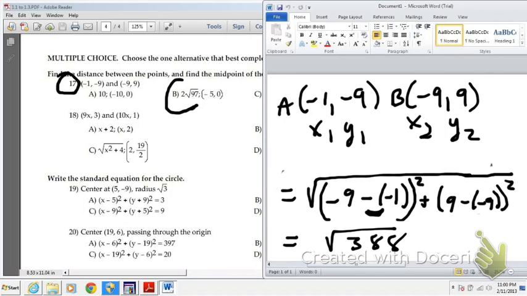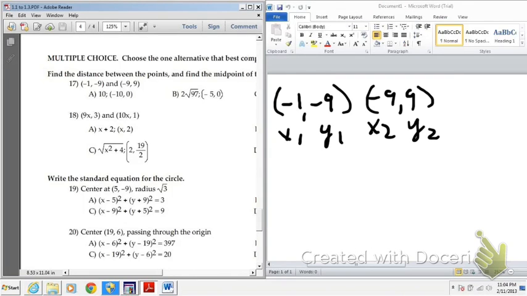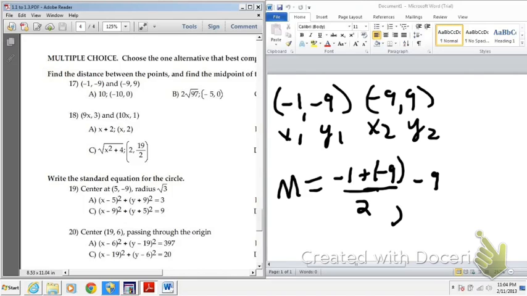But the thing is, this answer over here is the calculation for the midpoint, and we haven't verified that that indeed is the midpoint yet. So let's take a look. As we begin plugging and chugging into the midpoint formula, x1 plus x2, so -1 plus -9 divided by 2, comma, and then y1 plus y2, so -9 plus 9 divided by 2.